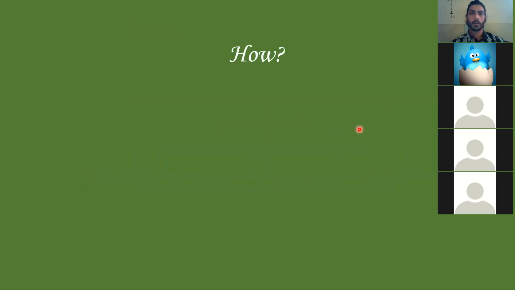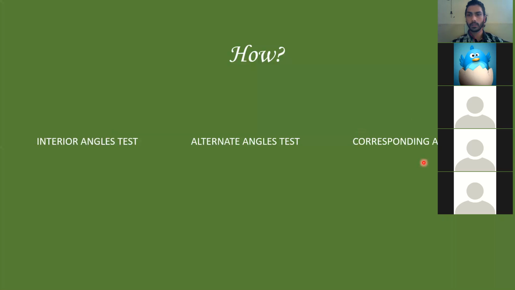So how do we do it? There are 4 tests. There are proper tests which mathematicians have defined as to how to prove if given lines are parallel or not. And they're pretty interesting and very easy if you have paid attention in the last lecture. So the first one is the interior angles test. Second is the alternate angles test. Third is the corresponding angles test. And fourth is the perpendicular test. This is not much of a test. It is just a corollary. So what is a corollary? I'll tell you later.